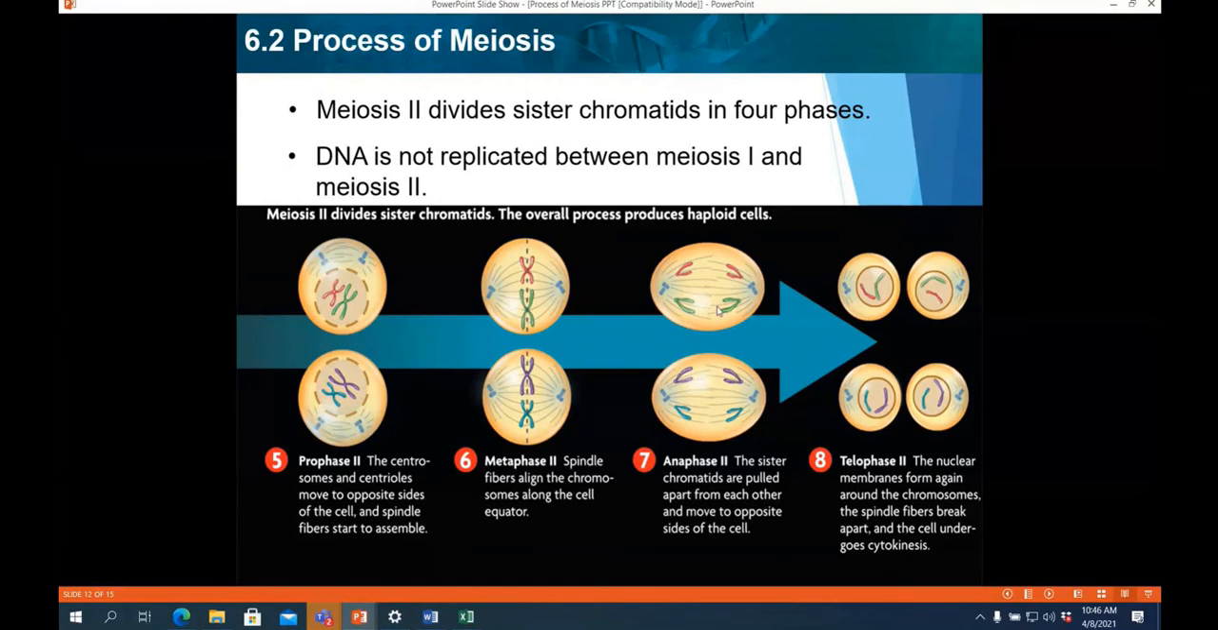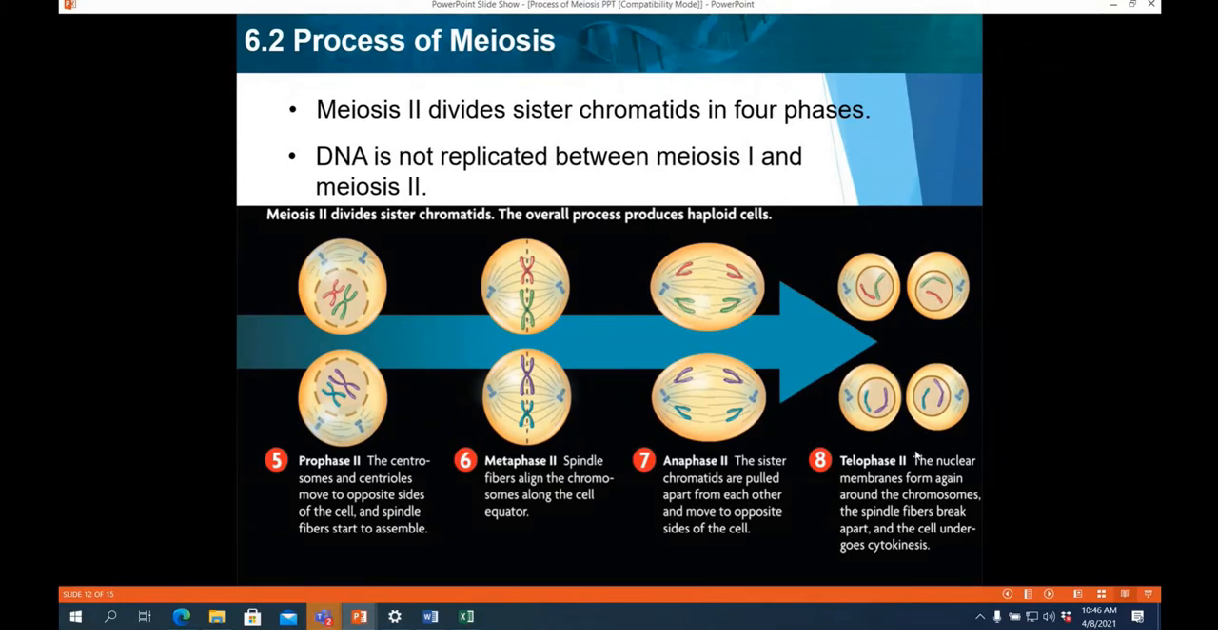Now the sister chromatids are separated from each other. For each chromosome over here, the sister chromatids are separated and pulled apart. Do you see? This division, which happened in these 2 chromosomes, has separated the 2 sister chromatids and pulled them to the opposite corners of the cell. So the sister chromatids are pulled apart from each other and moved to the opposite sides of the cell. And now each cell gives rise to 2 unique cells again.